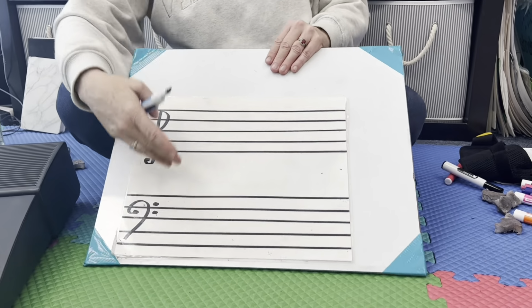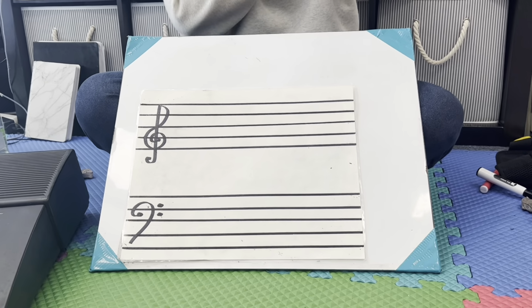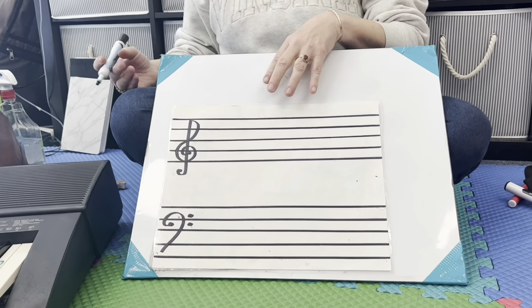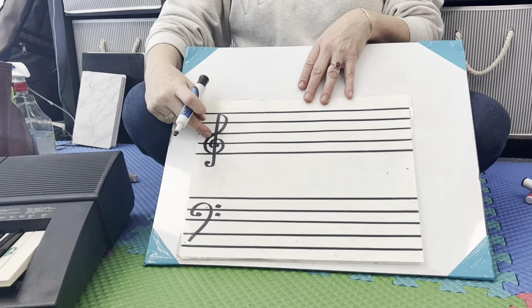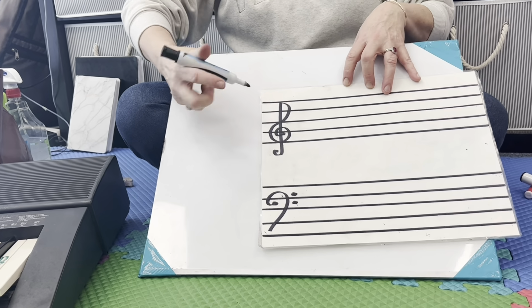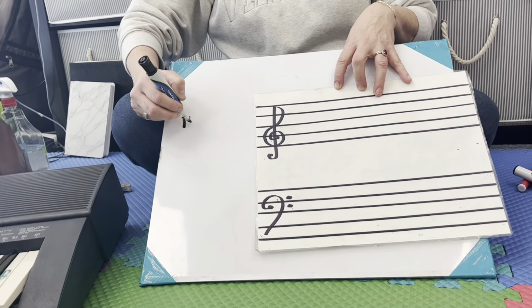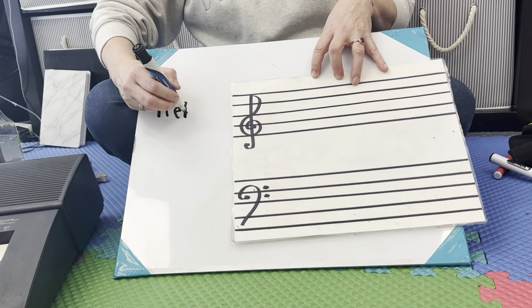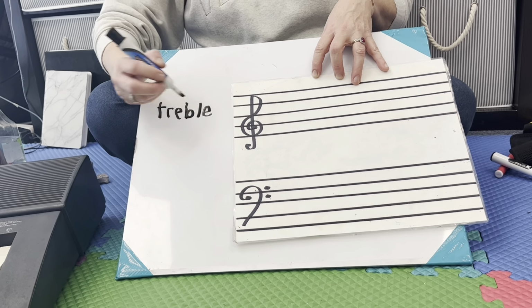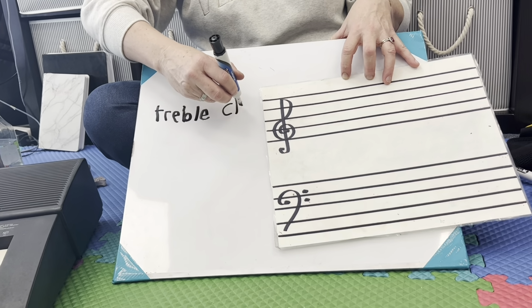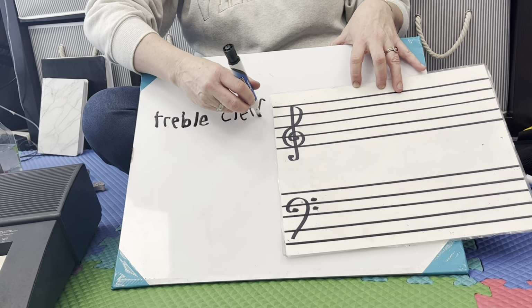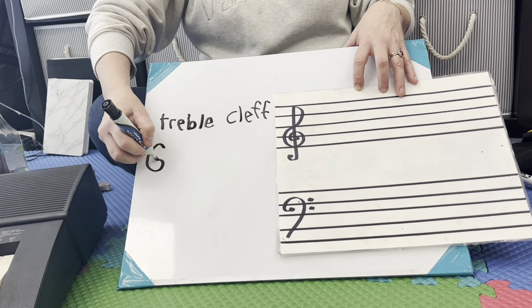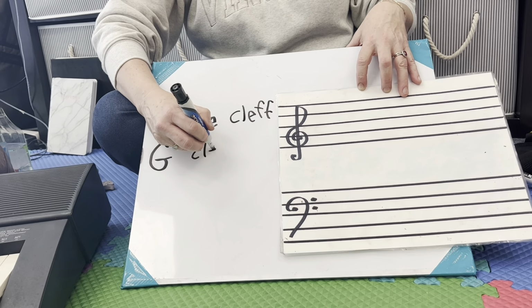Now, friends, this is called the grand staff. Everybody say, hello, grand staff. Hello, grand staff. This has 2 names. This is called the treble clef. Sorry for my upside down writing, but you'll be able to read it. Treble clef. And it's also called the G clef.